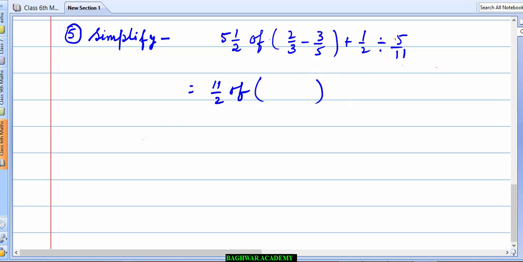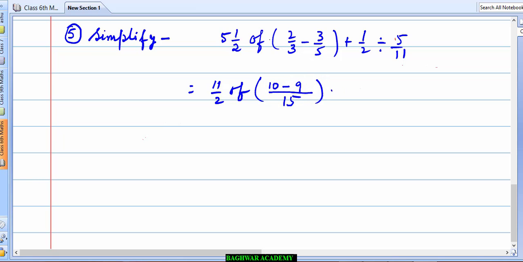So in bracket we have 2 by 3 minus 3 by 5. You need to take LCM of 3 and 5. So LCM will be 3 into 5, 3 5s are 15. This 15 is required to be divided by 3. You will get 5. 3 5s are 15 and 5 2s are 10. Numerator is required to be multiplied. Then minus sign you have. The same thing is required to be done over here also. 15 divided by 5 you will get 3, and 3 3s are 9.